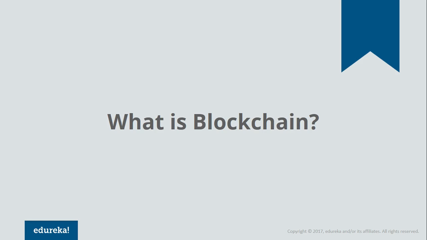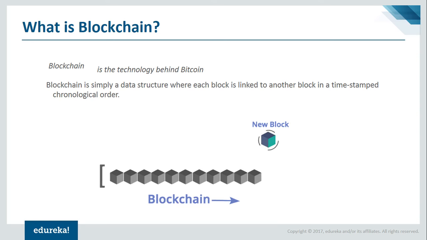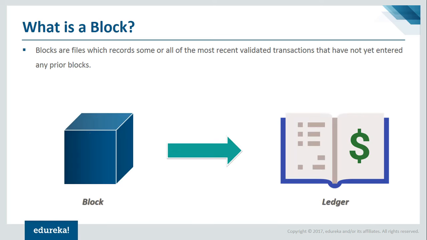Okay, to give you an understanding of what blockchain is, let me make it quite clear. Blockchain as a technology became quite popular after the implementation of Bitcoins. To put it quite simply, it's a data structure wherein each block of the blockchain is stored in timestamp chronological order. But you might be wondering, what is a block in the first place? A block is basically similar to a file wherein all the recent or validated transactions are stored, which are not stored in any of the prior blocks.